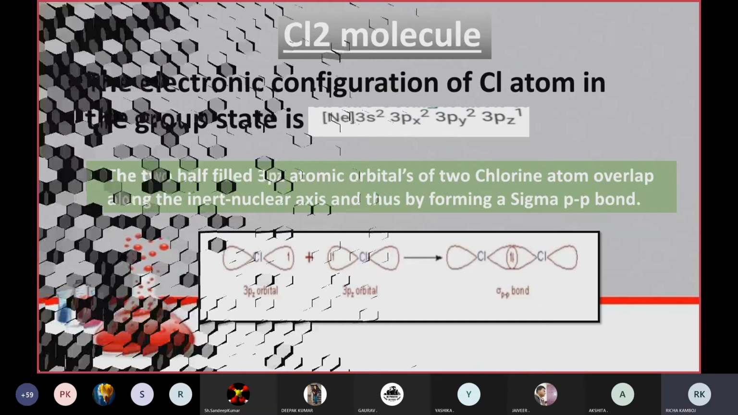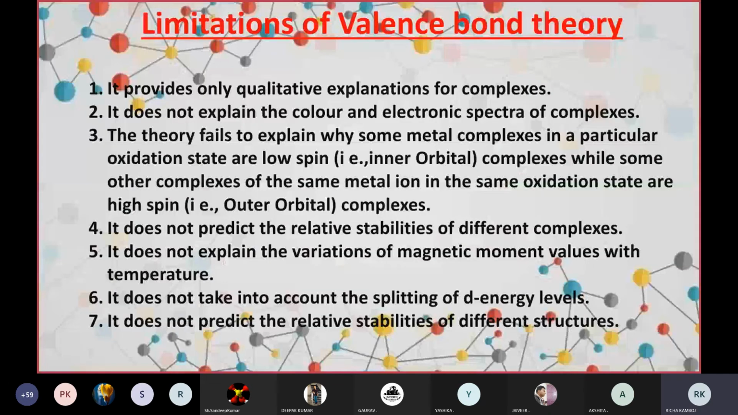Limitations of valence bond theory. It provides only a qualitative explanation for complexes. Second, it does not explain the color and electronic spectra of molecules. Third, the theory fails to explain why some metal complexes in a particular oxidation state are low spin, that is, inner orbital complexes, while some other complexes of the same metal ions in the same oxidation state are high spin, that is, outer orbital complexes.